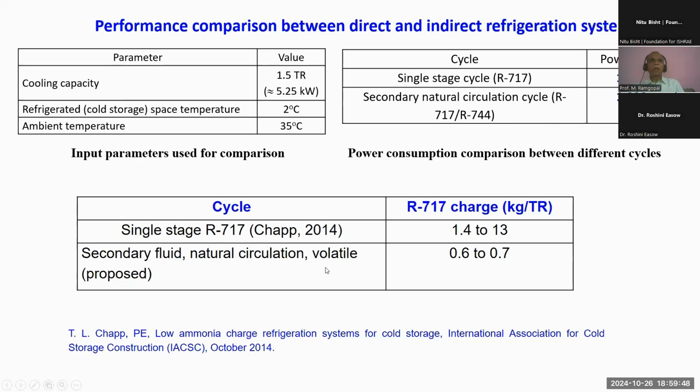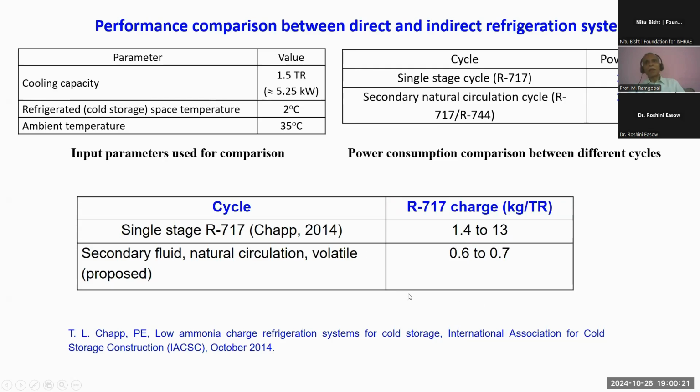But most importantly, from our calculations, we found that the amount of refrigerant, the amount of ammonia used, can be reduced to a great extent. Literature shows that if we are using the conventional ammonia type refrigerant systems, the refrigerant charge, that means the amount of ammonia required per ton of refrigeration, can vary widely, at least by 1 order of magnitude.